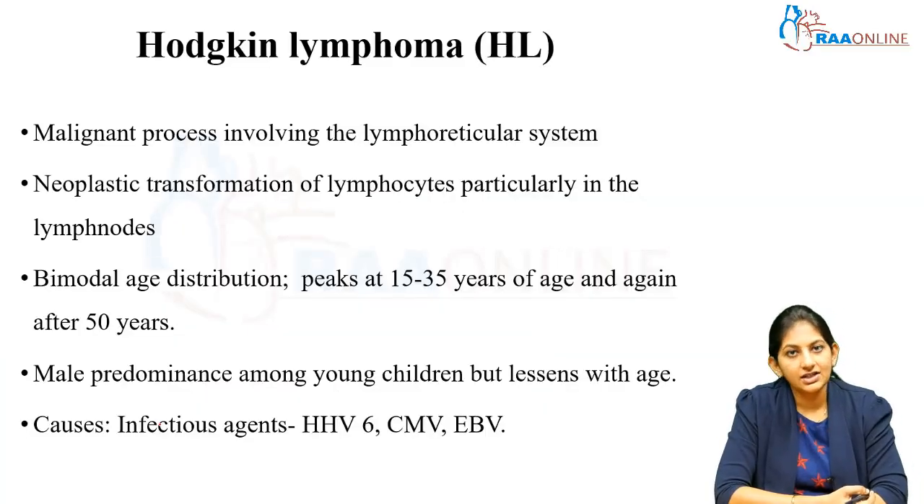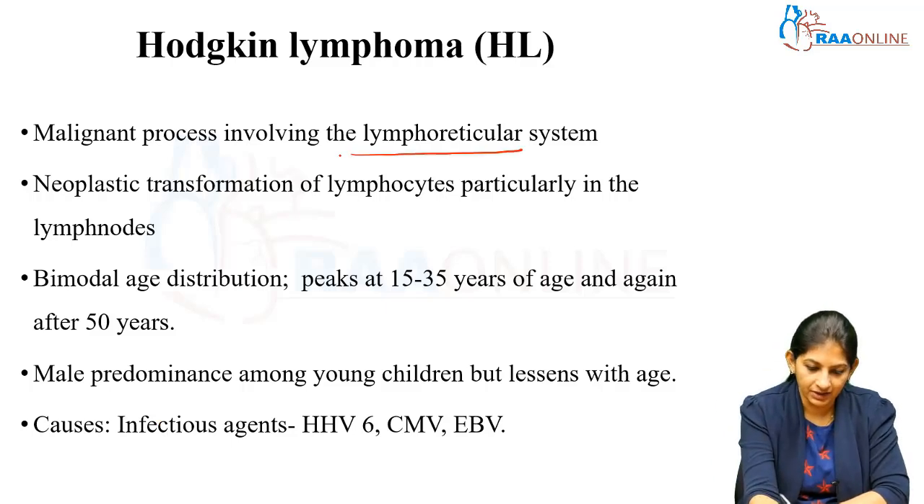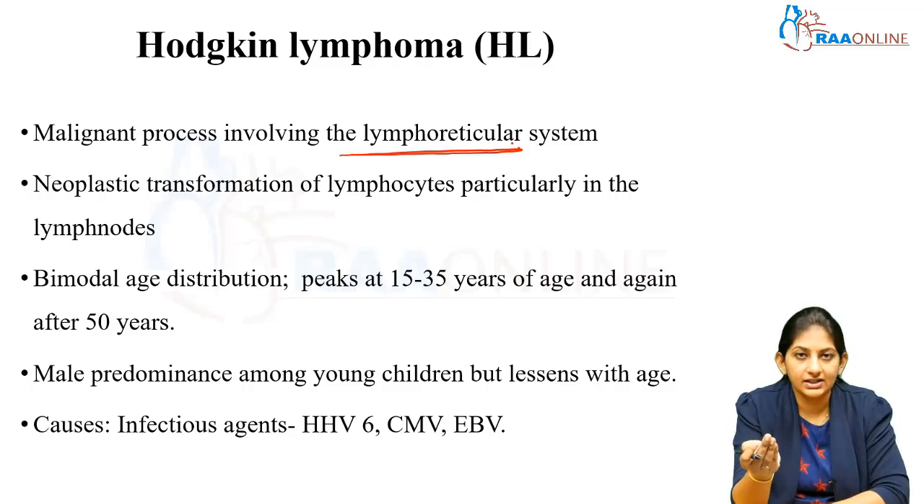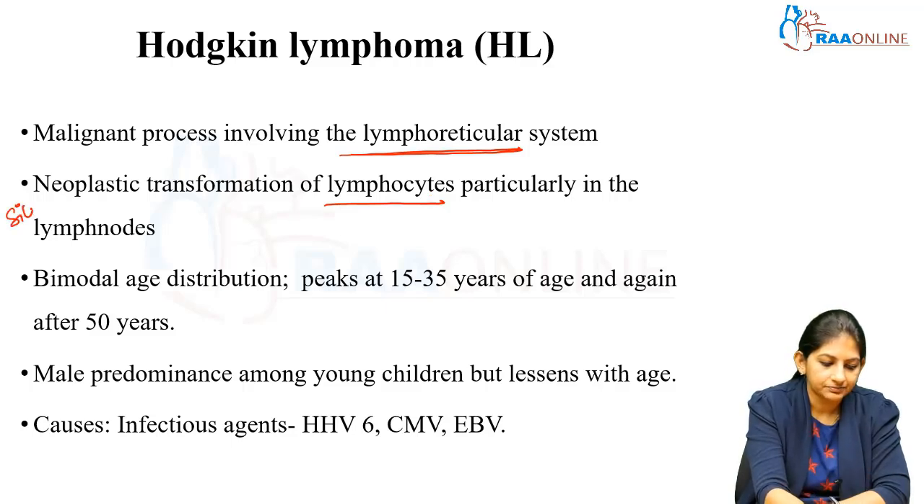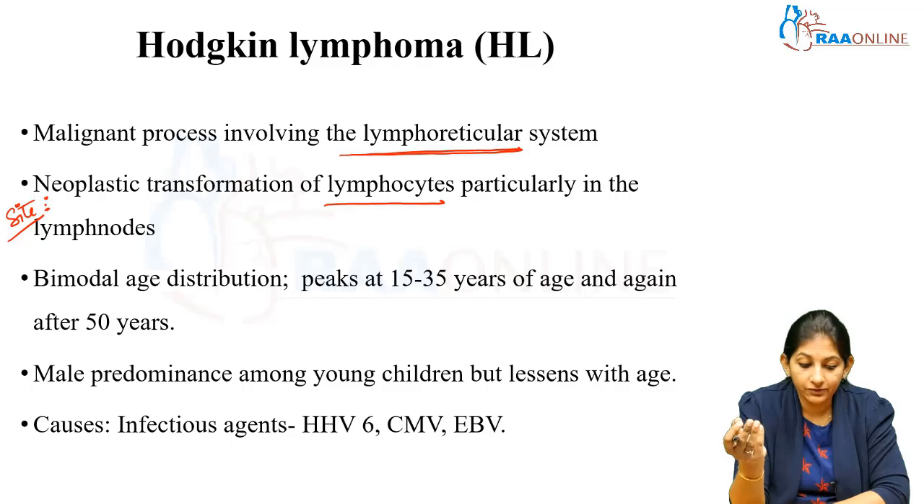So let's begin our discussion with Hodgkin lymphoma. Both lymphomas are malignant processes involving the lymphoreticular system. There is a neoplastic transformation of the lymphocytes. Here in Hodgkin, predominantly the site is the lymph node. So the neoplastic transformation of the lymphocytes predominantly occurs in the lymph nodes.